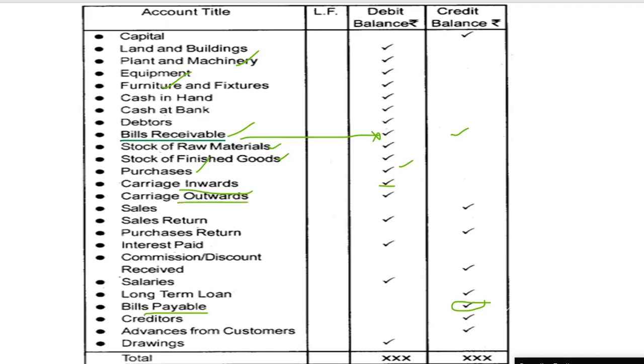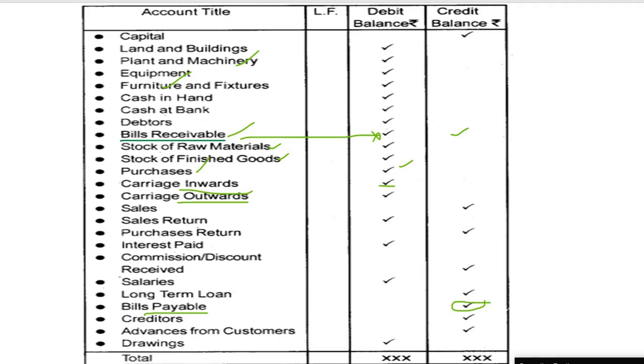And carriage outwards means that others are going to buy our goods. If others buy our goods, they will give the money to us, so it comes under the credit side.